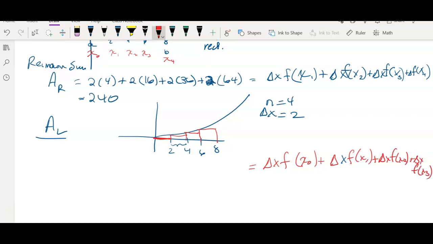So let's look at the calculation. The calculation part, I think, is pretty easy. So what changes? So area from the left, my delta x is still 2. But when I plug in, I got to use 0 first now because that's the left-hand side. What happens when you plug in 0? What do you get? 0. So it's actually 2 times 0. Remember, we said this is going to be an underestimate.